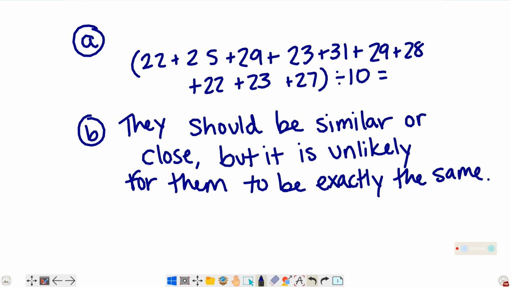C. What if he were to take many random samples of 10? Would all of the sample means be the same? Just like in class, we had over 20 students take the sample mean, and I don't think a single one of them came out exactly the same. So he would get different values for the sample mean.